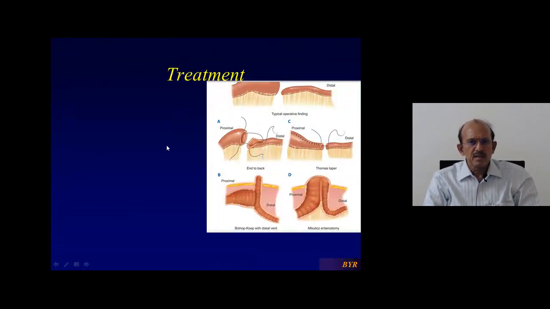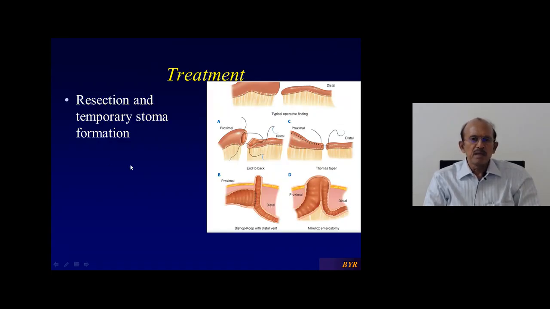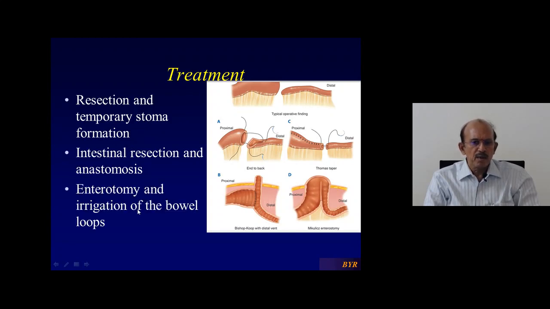The procedures: resection and temporary stoma formation. That means the part of the bowel which bears these meconium pellets has to be resected. And then either you can do anastomosis or you can leave it as ileostomy. Or you can do enterotomy, that means open the bowel and irrigate the bowel. Or you can do the Bishop-Koop operation.